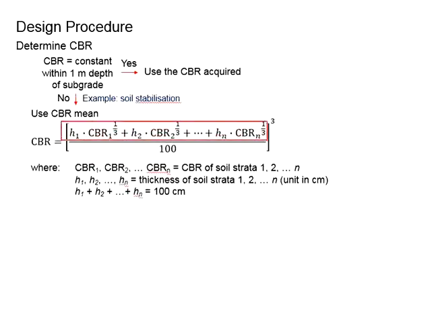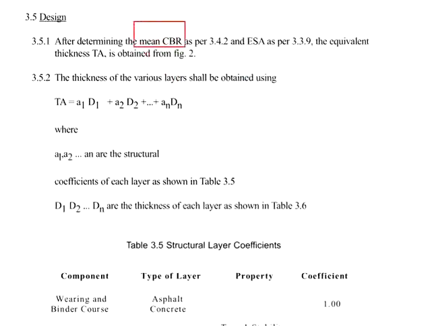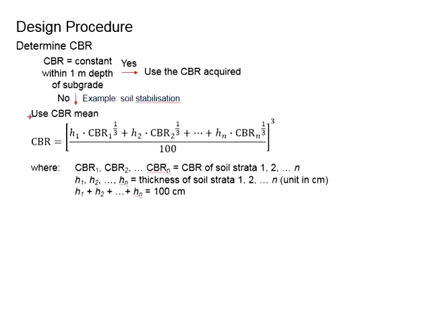The whole thing here is divided by 100, representing the total 100 cm, as a means of getting rid of the effects of the thickness of the soil. The whole thing here is to be raised to the power of 3. Now, having the mean CBR value determined, calculating based on the equation here, or if the CBR value is constant, you may use the CBR value directly.